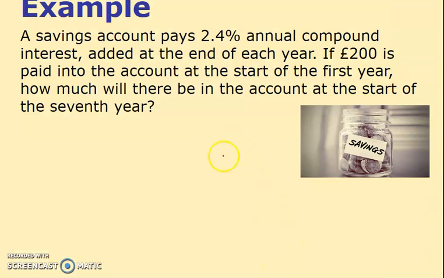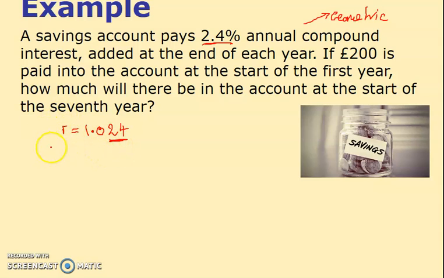So let's have a go at a question. Savings account pays 2.4% annual compound interest. I already know this is going to be a geometric problem, and because it's a geometric problem, I'm looking for an R. The R will be, it says 2.4% is added on compounded every time, so that's 1.024. In the same way, 12% would be 1.12, 58% would be 1.58. You're adding on this amount of interest, and here it's 2.4%, so it's 1.024 for the common ratio.